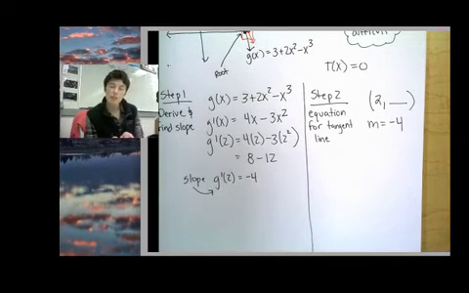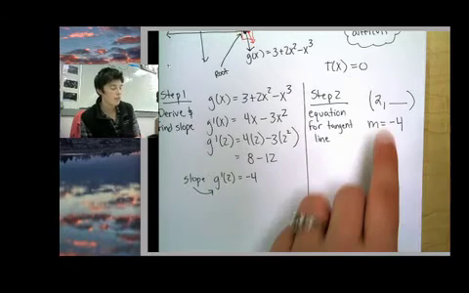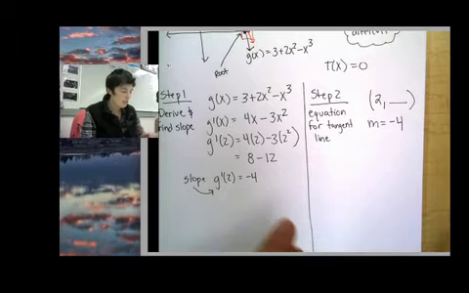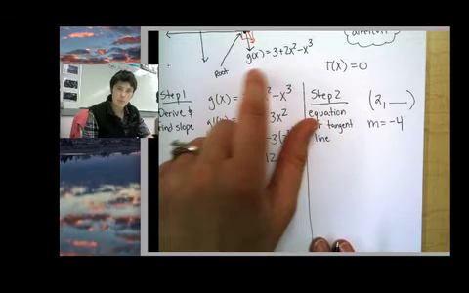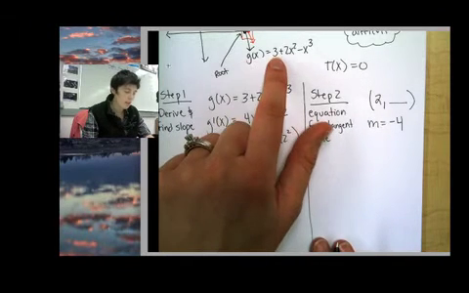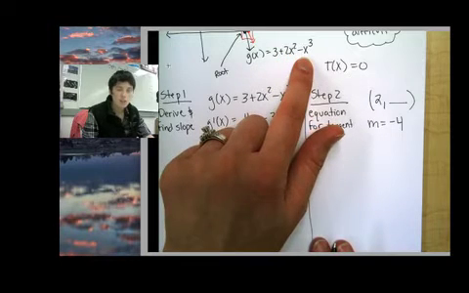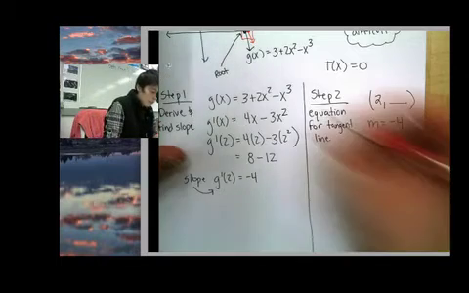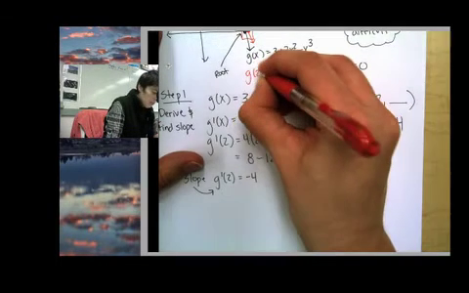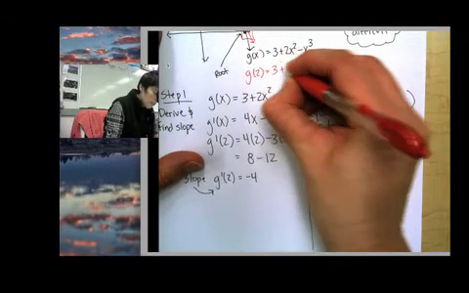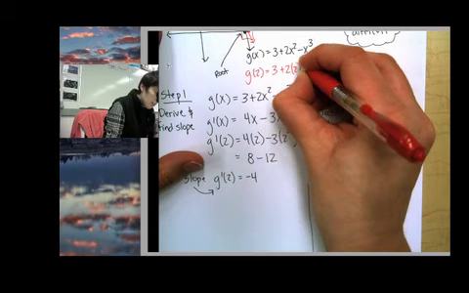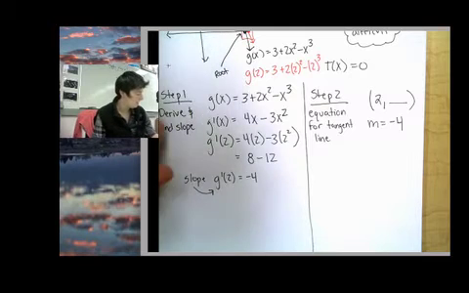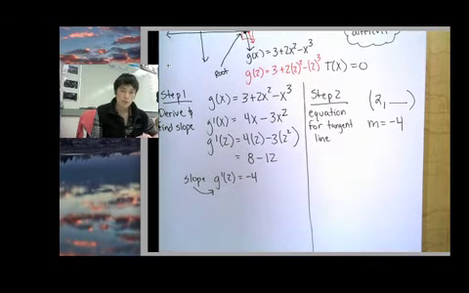So we just need to figure out the rest of the point, and to figure out the rest of the point you take 2 and you plug it back into the original equation. So remember you had g of x up here. G of x equals 3 plus 2x squared minus x cubed. You're going to plug 2 back into that. So I'll do that in a different color here. G of 2 equals 3 plus 2 times 2 squared minus 2 to the 3rd power. I'm going to plug that in. And then I'll know what the rest of my point is.